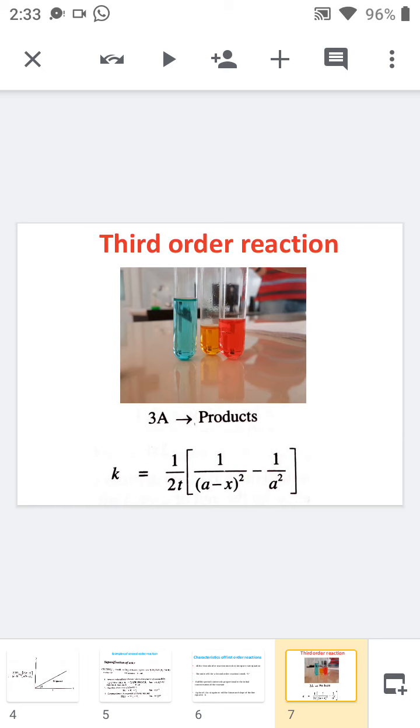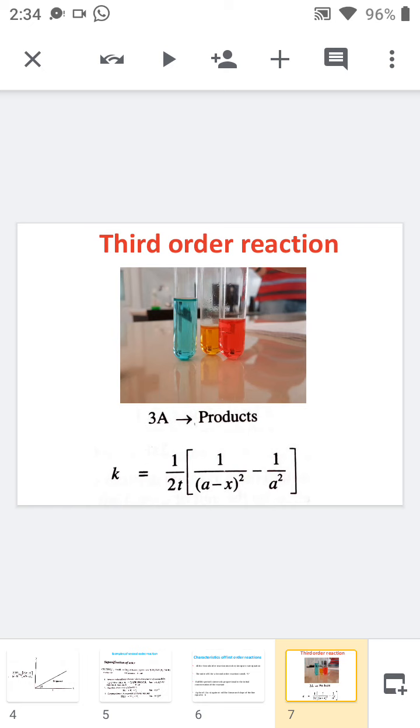Now we are moving into third order reaction. Again we can classify the third order reaction into 3A or 3 different types of reactants involved in the reaction. So for this chapter we are mainly concentrating on the third order reaction having only one type of reactant. So our general equation is 3A gives product.